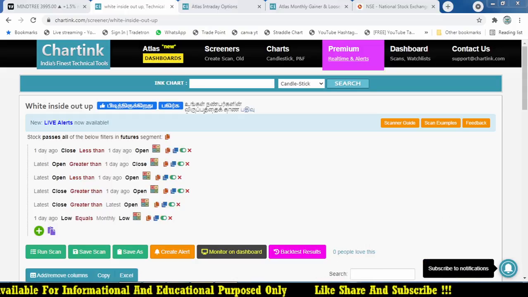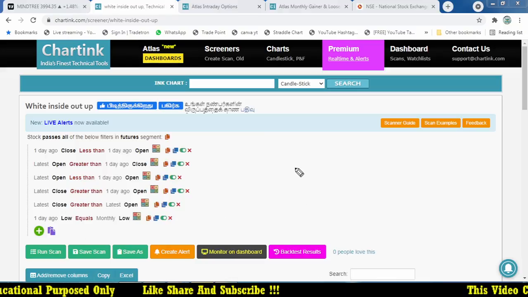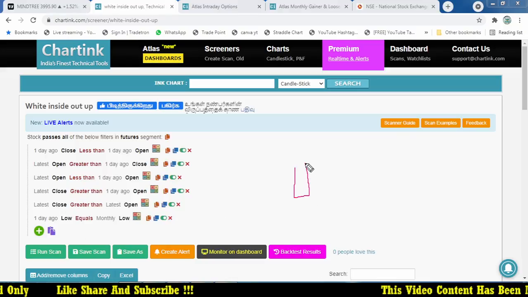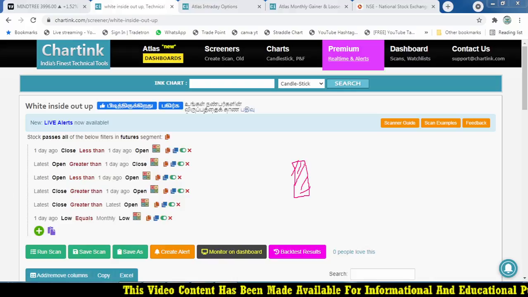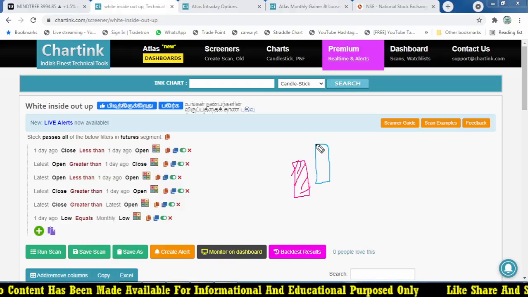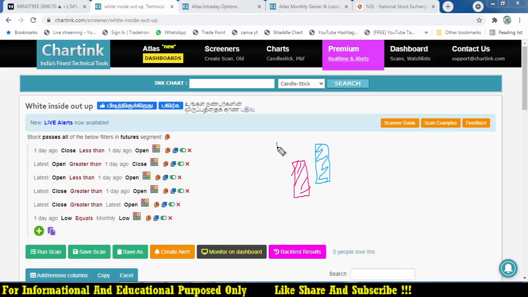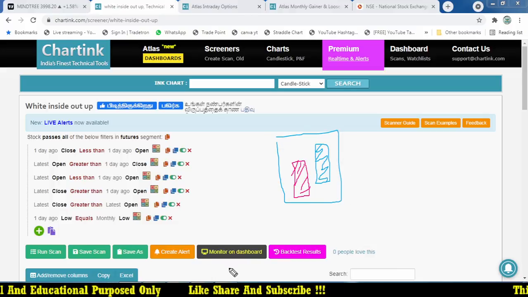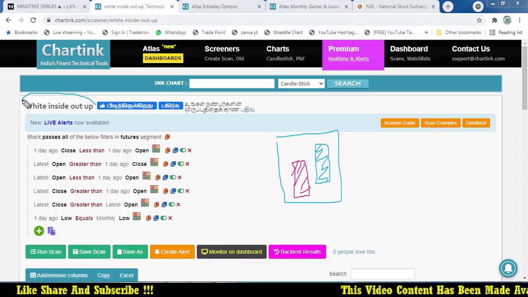So what is this inside out candlestick pattern? The previous candle should be red in color, and the next day the market opens with a green candle and closes above that high. So this is the inside out candlestick pattern. Whenever this kind of candlestick pattern forms in the market, it will be scanned by this white inside out candlestick pattern scanner.